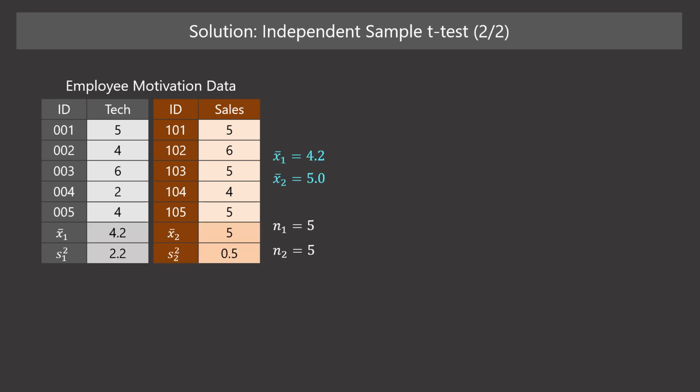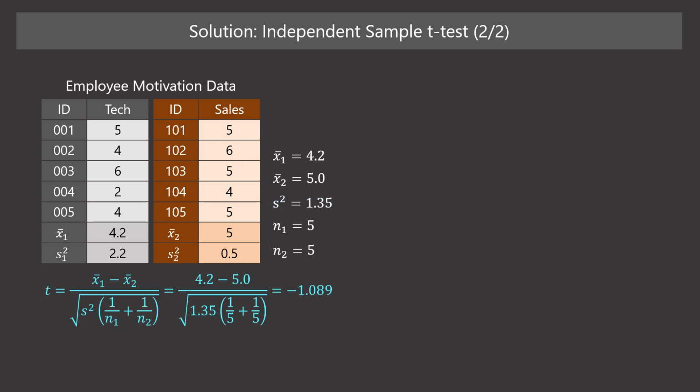First, we compute each group's sample mean and variance. Then, we compute the pooled variance using the formula. Next, using the values of the sample means, the pooled variance, and the sample sizes, we compute the t-value. It is minus 1.089.